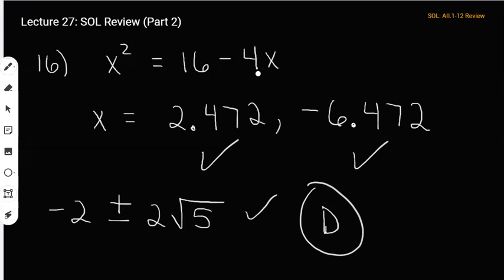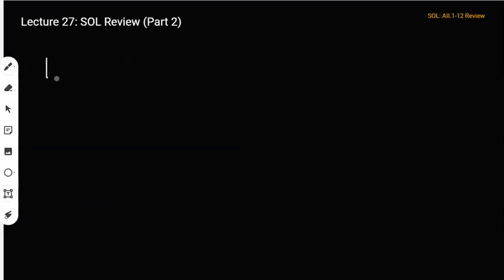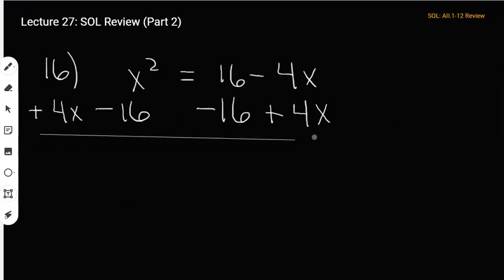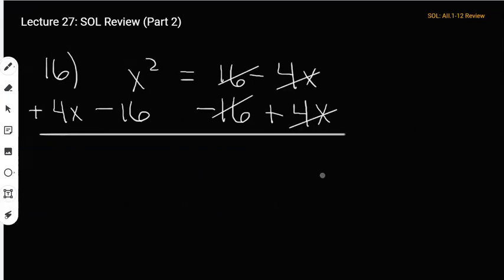Now, another way you can do this is you can do x squared is equal to 16 minus 4x, and I can get everything on one side. So I could subtract 16 from both sides, and I can add 4x to both sides. And if I do that, I'll get the same answer. So everything cancels out on this side, leaving me with 0. Everything shows up on this side though. So I'm going to have x squared plus 4x minus 16.